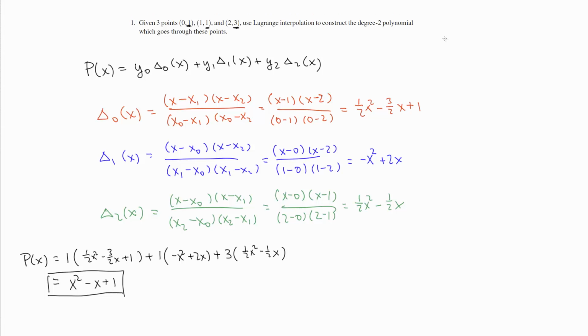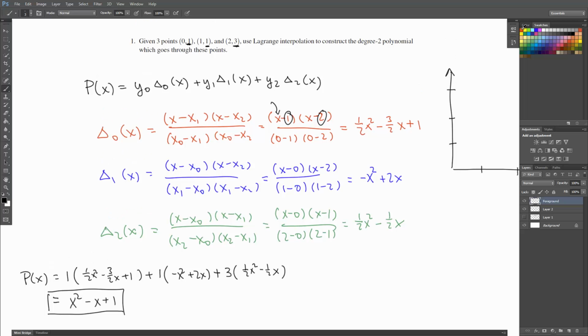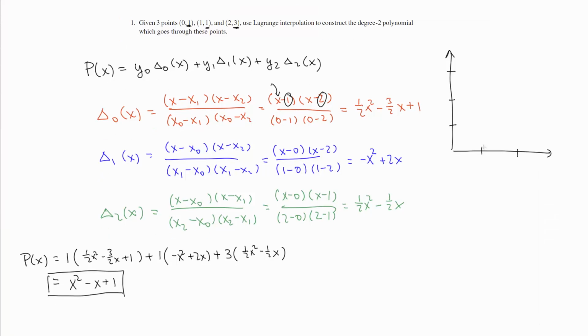Now we can get a little more intuition in this problem if we plot delta 0, delta 1, and delta 2. So we know that delta 0 has a root at 1 and 2. And we also know that plugging in 0 for x will give us 1. So we can plot those 3 points. Then we get a quadratic that looks something like this.